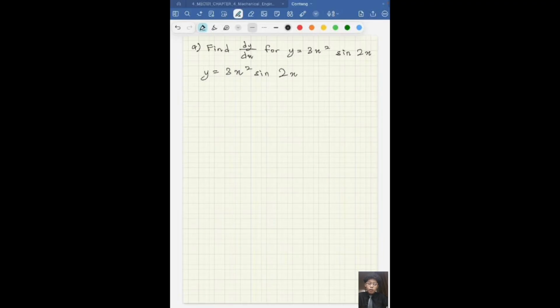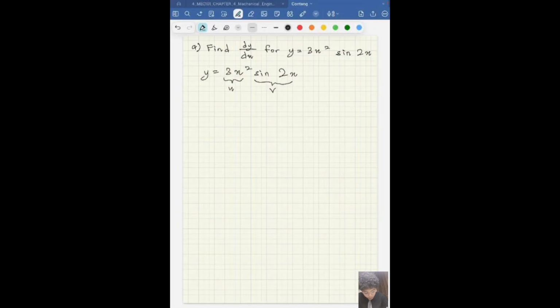Assalamualaikum warahmatullahi wabarakatuh. My name is Muhammad Faris and today I will show you how I solve question number 2 A and B. The first question is to find dy over dx for 3x squared sine 2x. First we need to rewrite the equation. I use the product rule to solve this question. First, I label 3x squared as u and sine 2x as v.